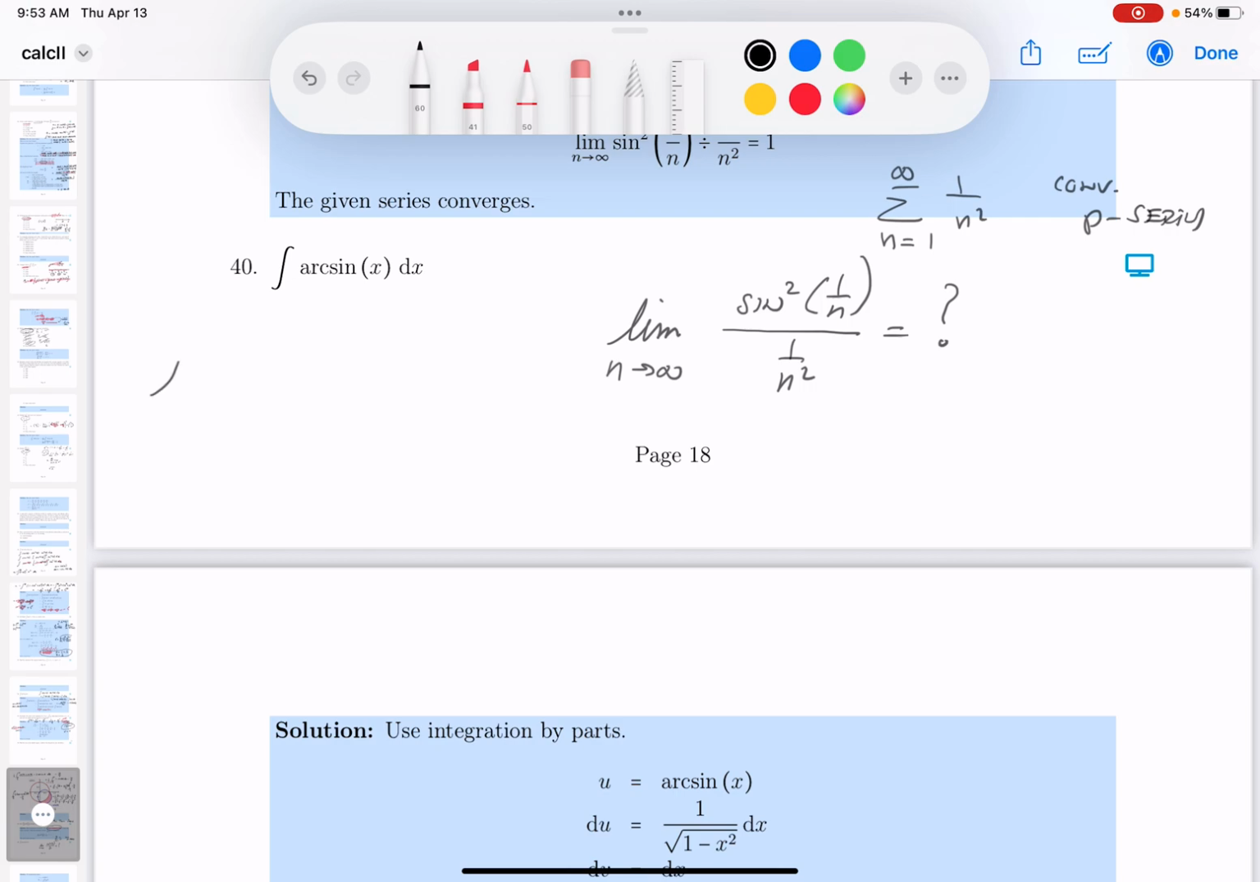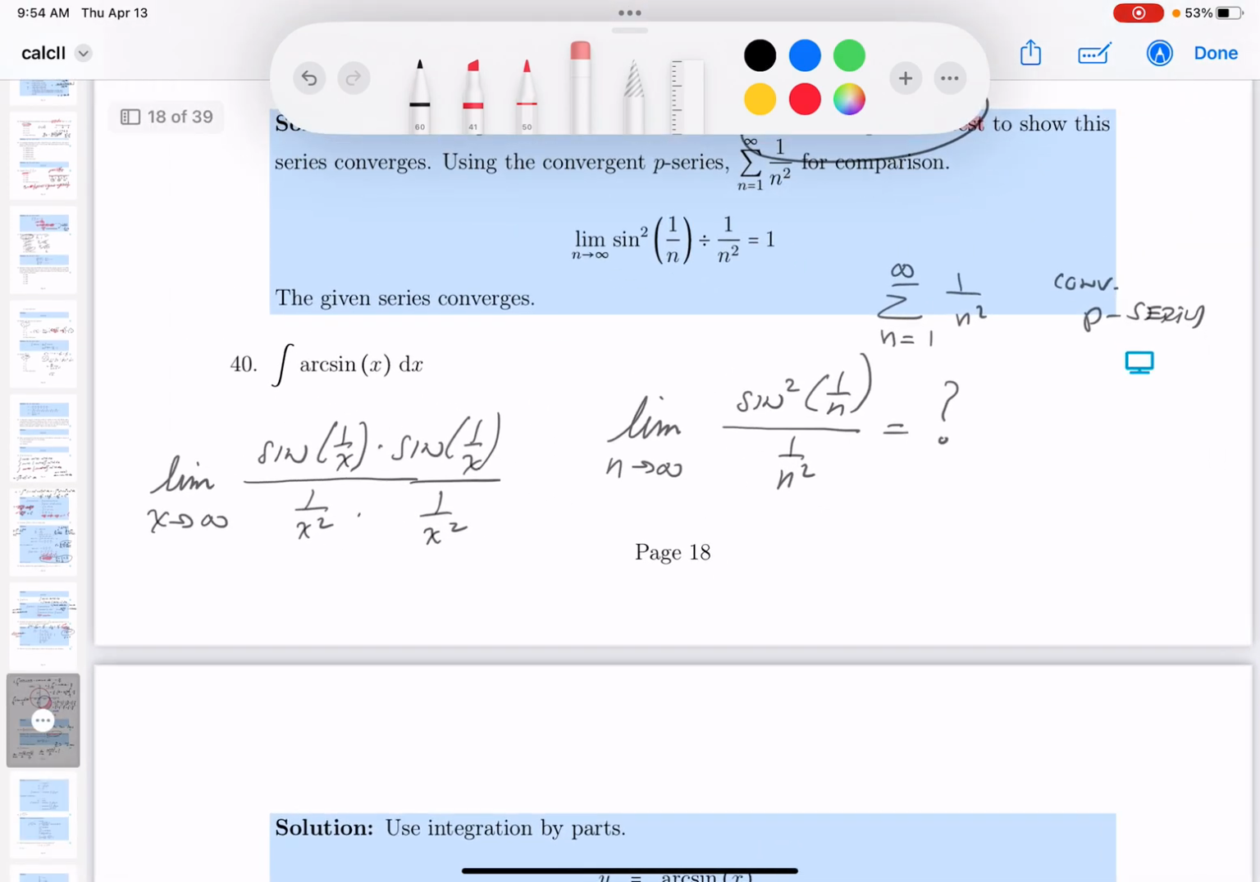I'm going to write it as the limit as x goes towards infinity. And I can write the top as the sine of 1 over x times the sine of 1 over x. And then the bottom I have 1 over x squared times 1 over x squared. All right? I'm sorry, I made a mistake there. That's not true. It's good to know you made a mistake, by the way, by just looking at your work. It's actually 1 over x times 1 over x.